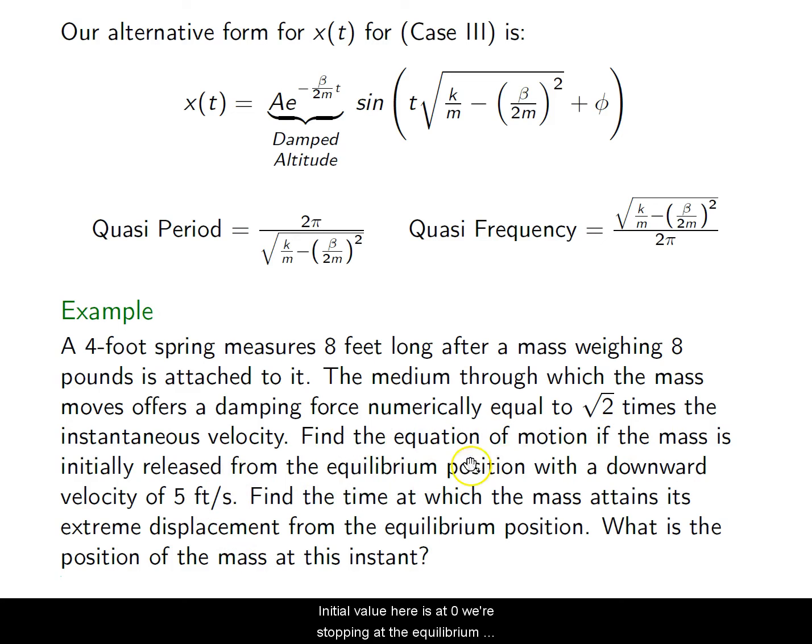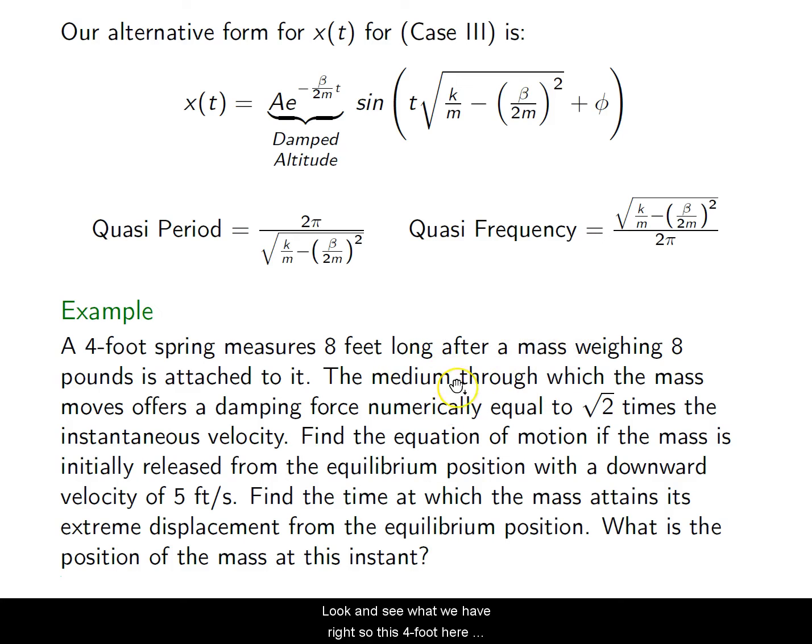So initial value here is at 0. We're starting at the equilibrium position, but we're giving it a push downward. Find the time in which the mass attains its extreme displacement from the equilibrium position. What is the position of the mass at this instant? Go ahead and write all of this now, because when I go to the next page, we're going to lose all this. We're not going to be able to see it.